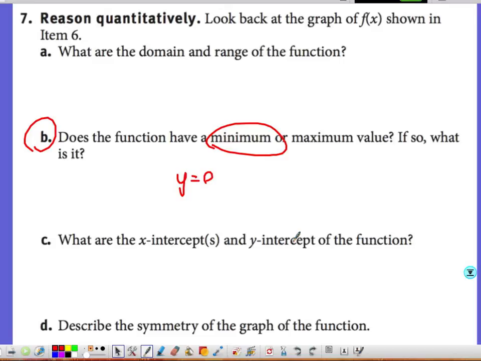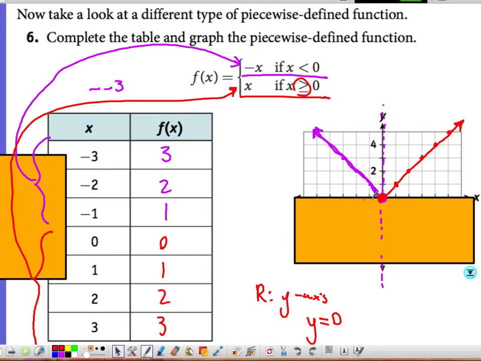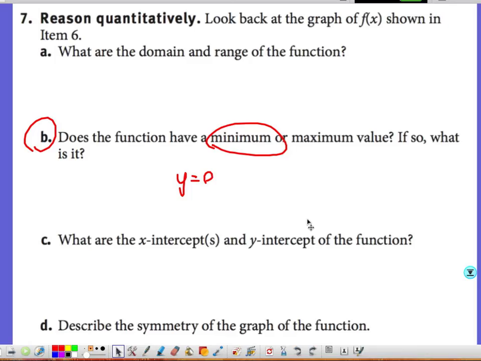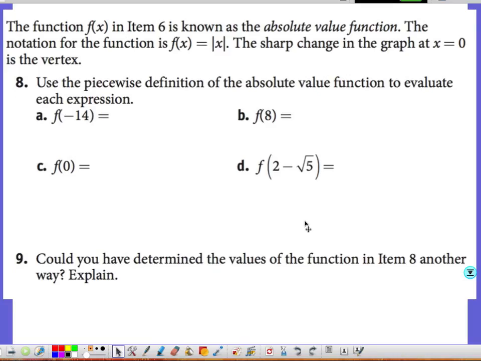What are the x-intercepts and y-intercepts of the function? Well, just by looking at the graph, you can see where it intersects the x and the y-axis. Describe the symmetry. I think that's self-explanatory as well.